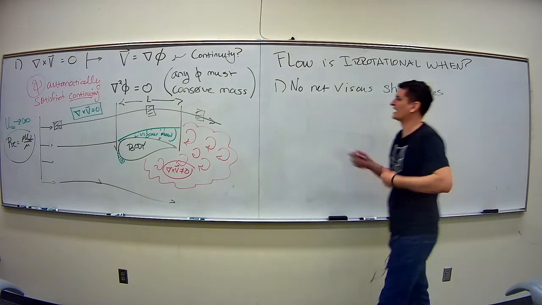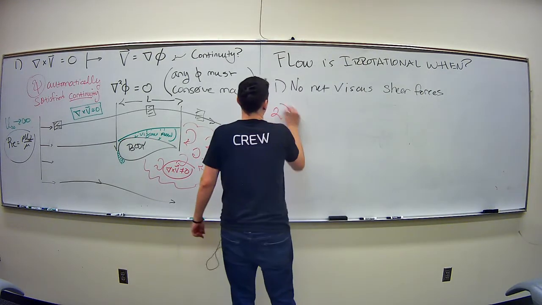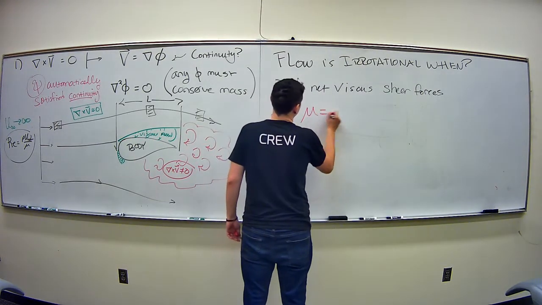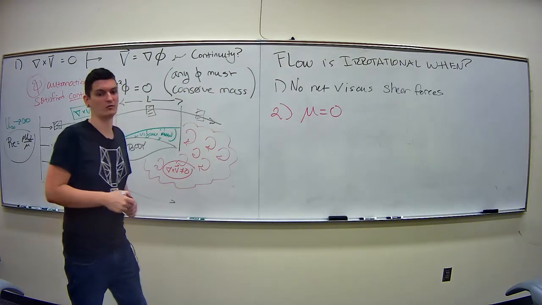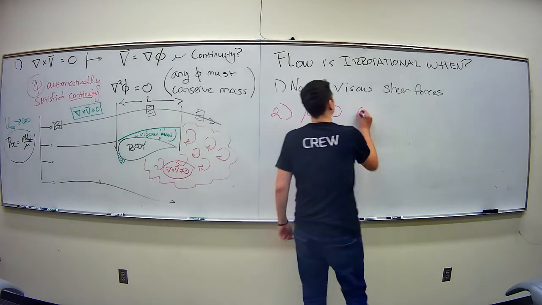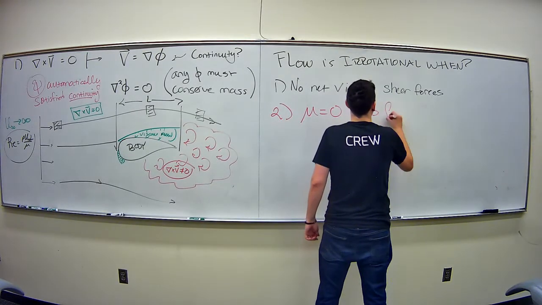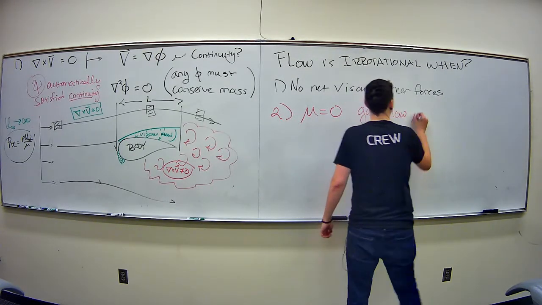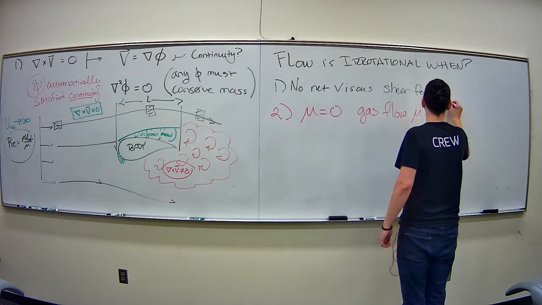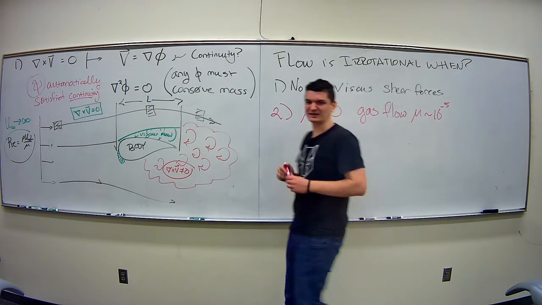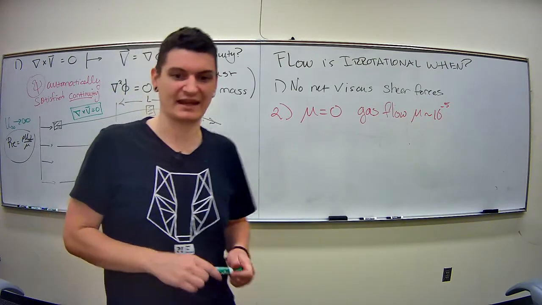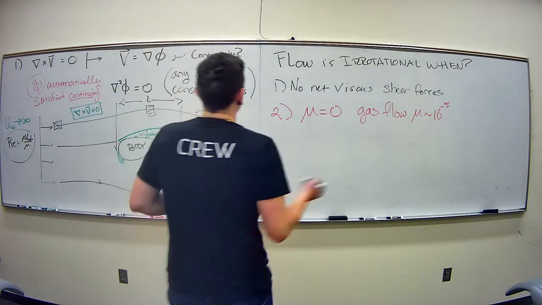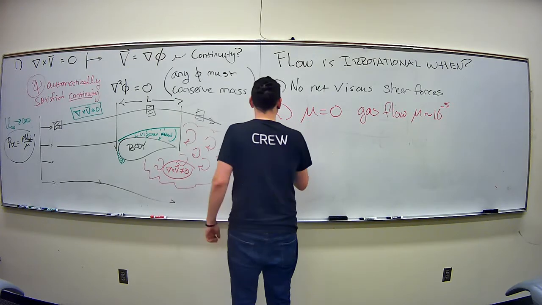Some other ones are sort of corollaries. We could say, well, I'll just say that my viscosity is extremely small. So for gas flows, I think this is on the order of 10 to the negative 5, effectively 0. I'll roll with this methodology if that's the case. And there's another situation.